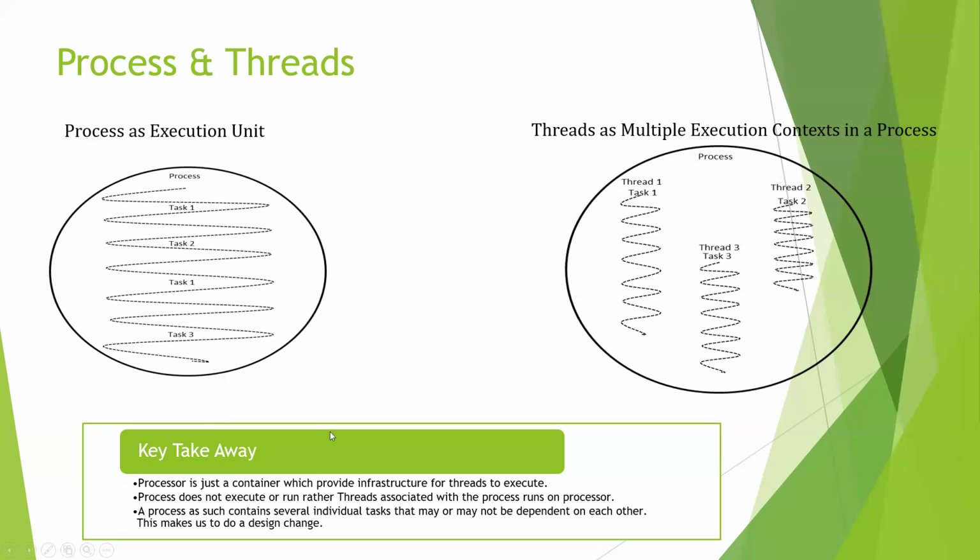Okay, we'll talk about the processor. Let's understand this as a process. The process does not execute or run. A process is nothing but an application, and it will not run. Rather, threads associated with the process run on the processor. I will talk about what this processor is, but for now, understand that a process is just an application. It will not execute on its own. Who is executing are the threads, which take care of the execution.